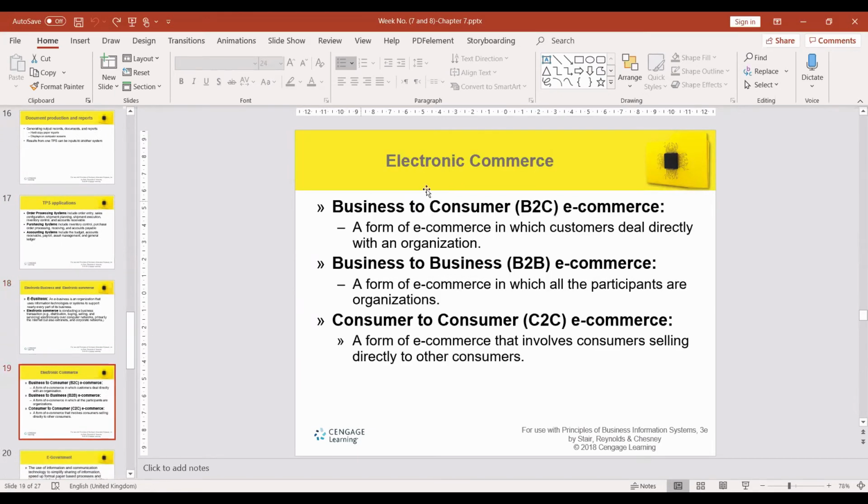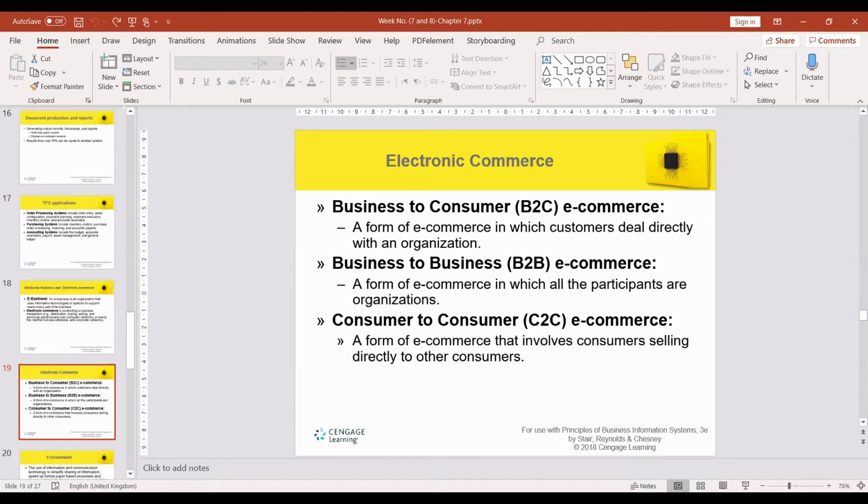Then we have more terms about electronic commerce. We already studied them. Now, what is B2C, business to consumer? Can you give me an example? We studied all these things. You already know. Yes, you buy from any shop. It's called business to consumer.